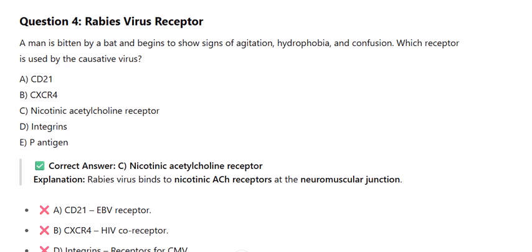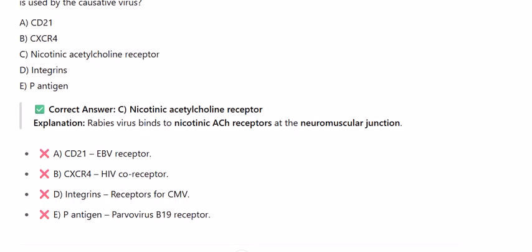A. CD21, EBV receptor. B. CXCR4, HIV co-receptor. D. Integrins, receptors for CMV. E. P antigen, parvovirus B19 receptor.